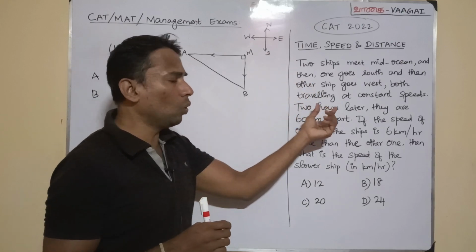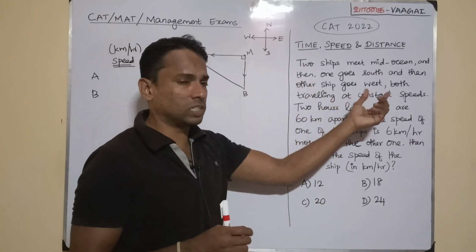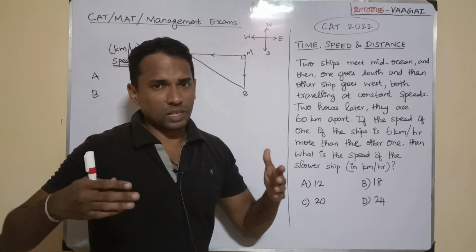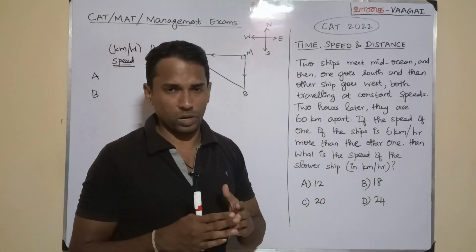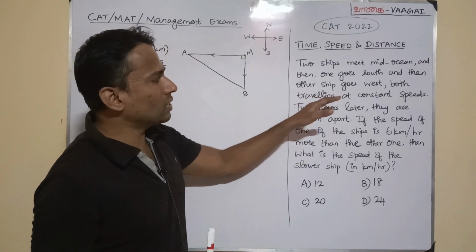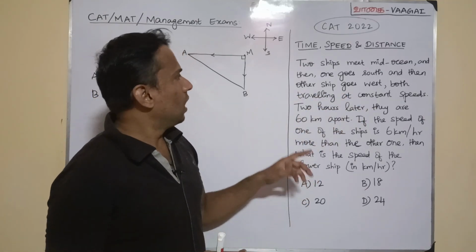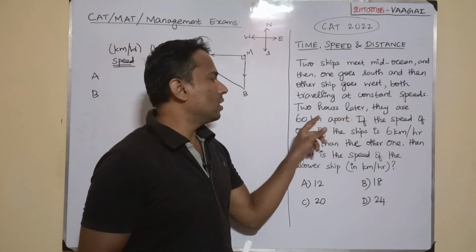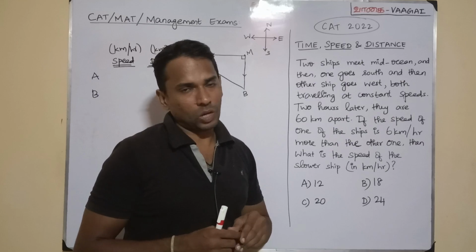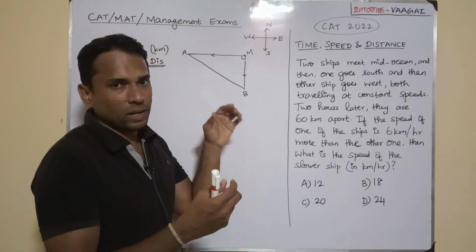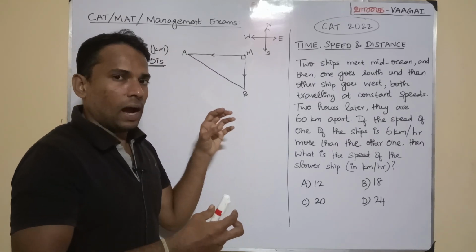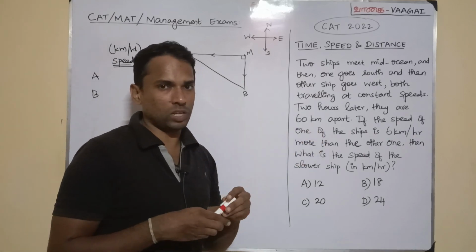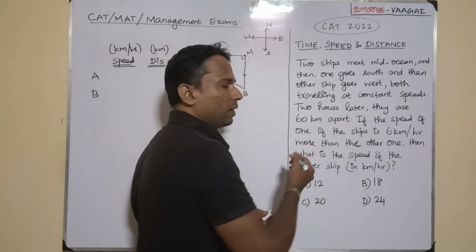Note that the ships are traveling at constant speeds. They don't change their speeds. Now, 2 hours later, after the meeting point, they are 60 kilometers apart. After 2 hours they will be at different positions, and the distance between them is going to be 60 kilometers. That's what they have mentioned: 60 kilometers apart.